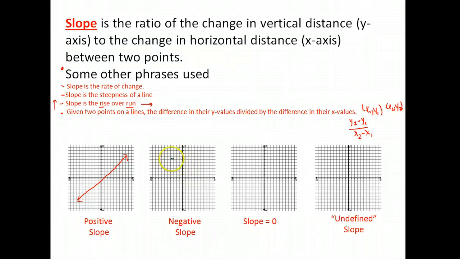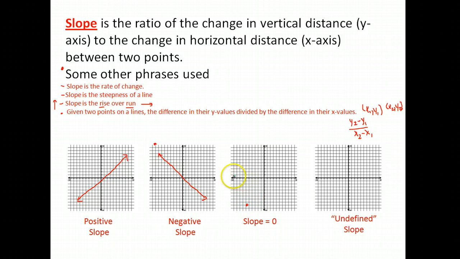Negative slope is a line that's going downward, so it goes down from left to right. Just like we read a page, we go from the left towards the right. What's happening to the line? Is it going up or down? Notice this one is pointing downward to the right. That means we have negative slope.